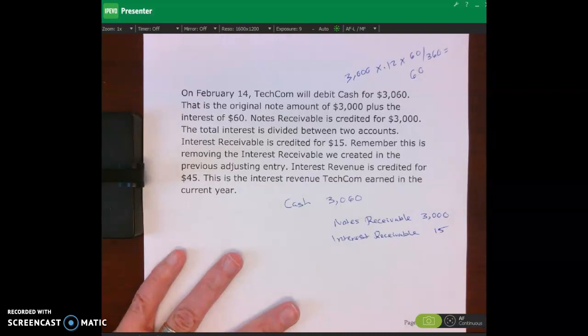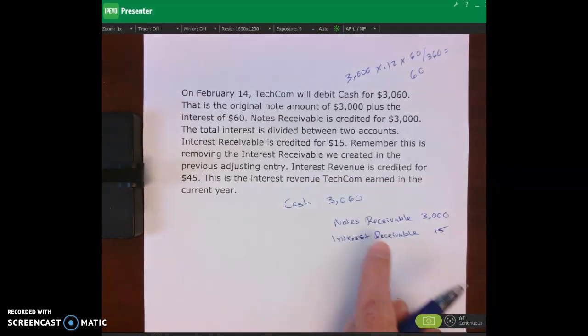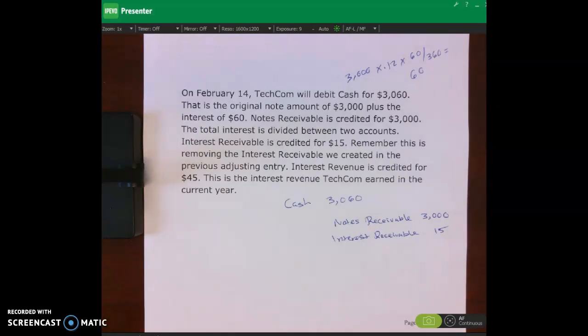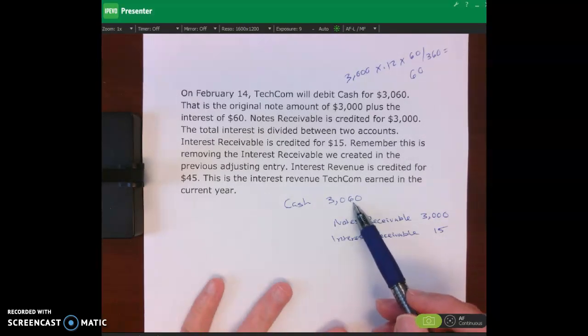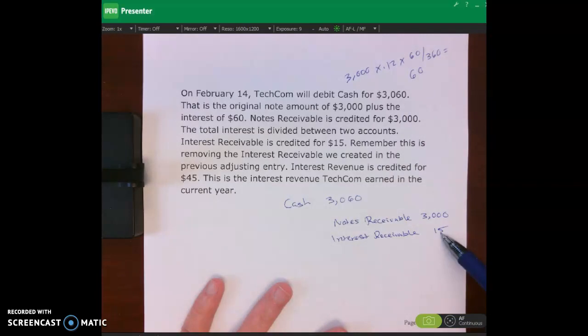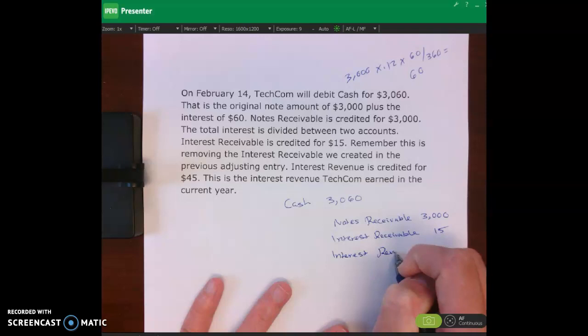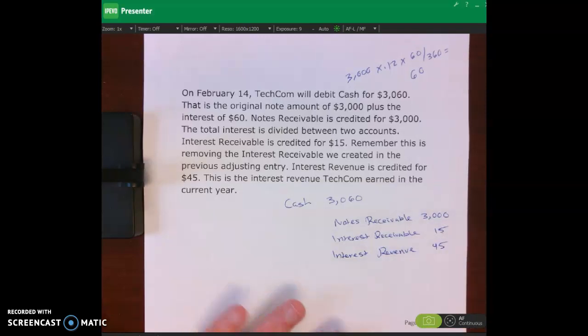Now I'm missing a credit for $45, right? To get up to that 3,060, I need $45 more in credit. What do you think I credit? Well, I credit interest revenue, because from January 1st until February 14th, I've earned an additional $45 worth of interest revenue. How did I get that $45? The easiest way is to say total interest revenue is $60, which we did up here. You recognized 15 in the first year, which means you've recognized 45 in the second year. So now I will credit interest revenue for $45. And that is my journal entry to recognize that I got paid.